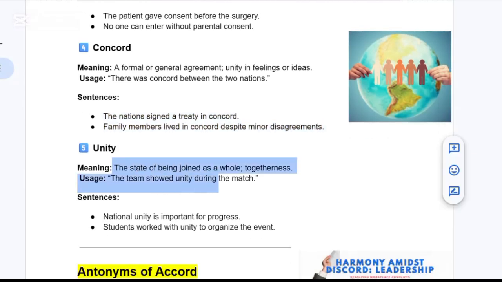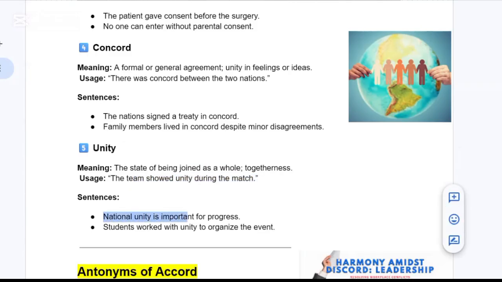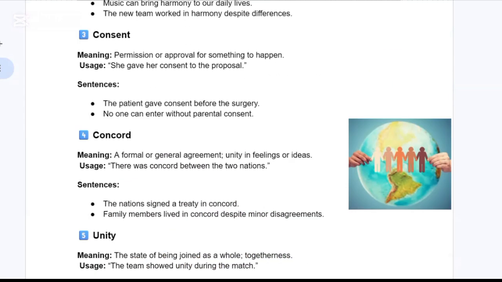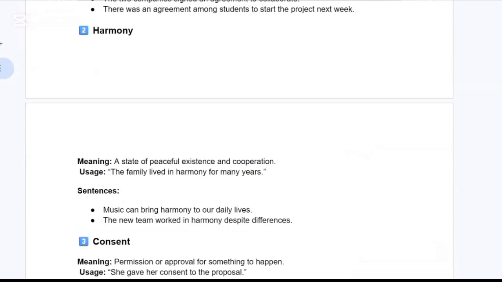Unity: the state of being joined as a whole, and also you can say unity is togetherness. National unity is important for progress. Students worked with unity to organize the events. So these were the synonyms.